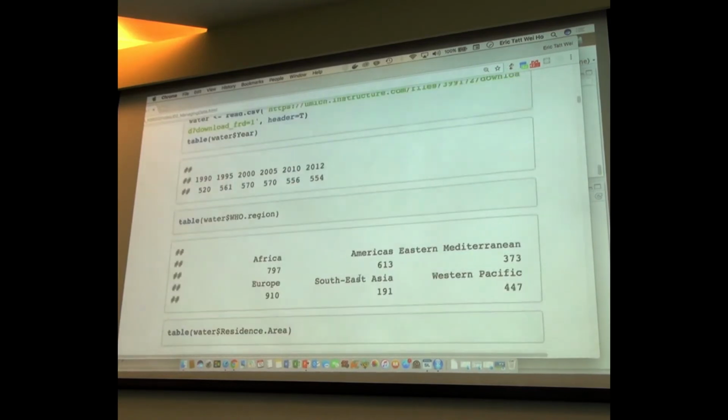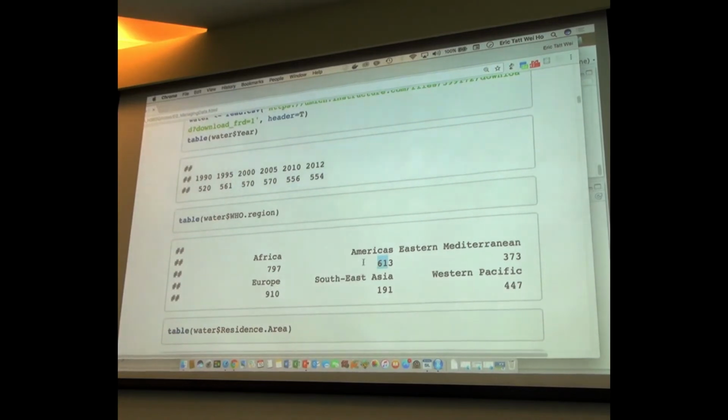For categorical data, what you typically do is you generate these tables. So here, for example, is a table of the World Health Organization water quality data by region. And in Africa, it says there were 797 records that were associated with measurements there. In the Americas, North and South, 613. Eastern Mediterranean, etc. So the table function tabulates, computes the frequencies for categorical variables and reports them for you.